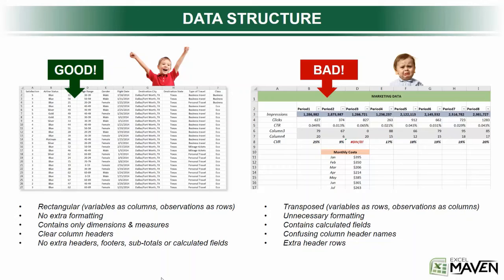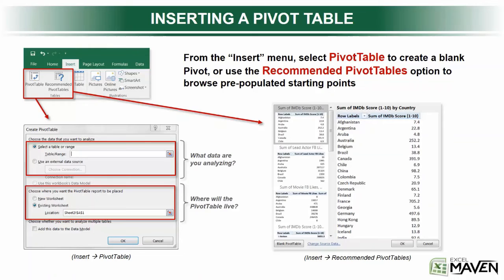Now on the flip side, a bad data structure might be transposed with variables as rows and observations as columns. It might be laid out in an unstructured or non-rectangular way, or maybe it contains unnecessary formatting, calculated fields, misleading column names, or extra header rows. The bottom line is that the only role your source data needs to play is to store the raw values for your pivot table to analyze. Your best bet is to keep things clean and simple and apply your formats and calculated fields using the pivot table itself. Now let's go ahead and practice inserting a pivot table in Excel.